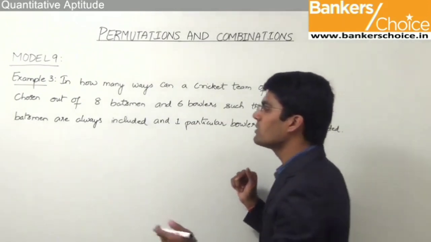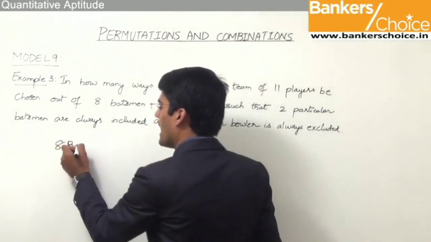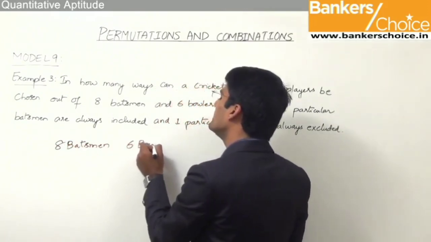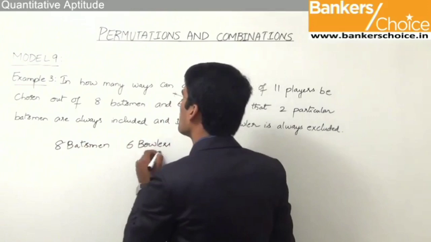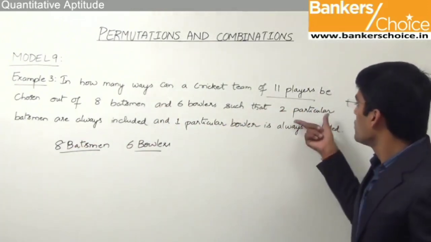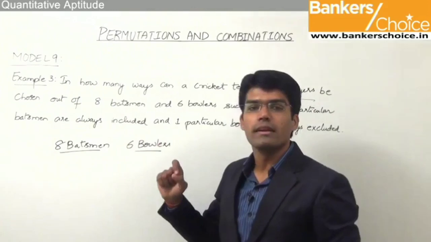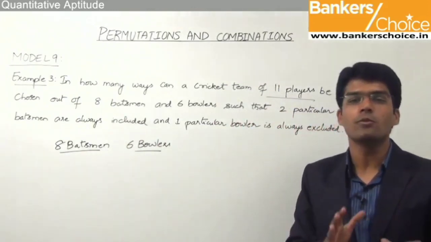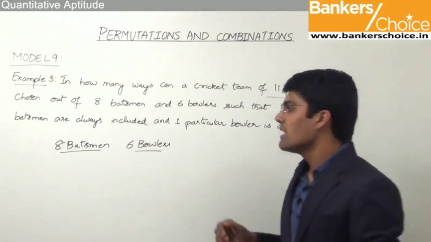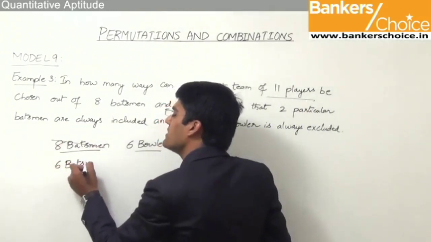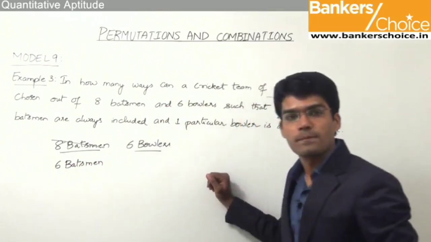Now we know that there are total 8 batsmen available and 6 bowlers available. So 8 batsmen and 6 bowlers. Out of these 14 players, we need to form a team of 11 players. But as the question says, 2 particular batsmen are always included. That means out of these 8 batsmen, there are 2 such batsmen who are always included in the team. That means we are now left out with only 6 more batsmen. Our choice is only 6 more batsmen.